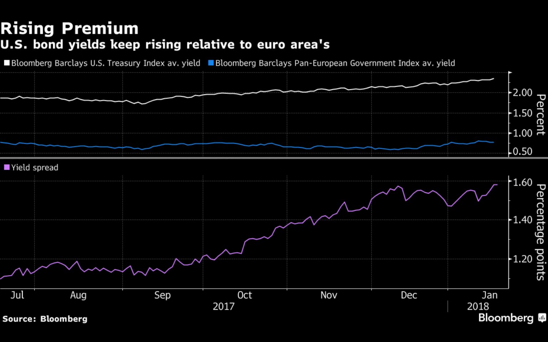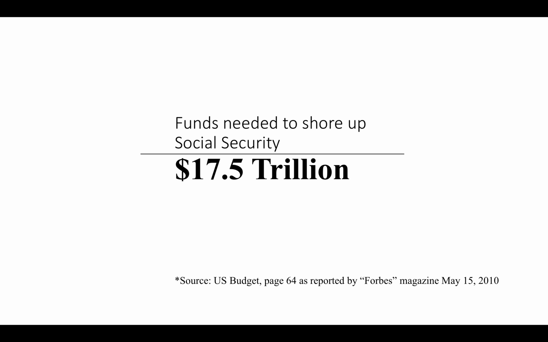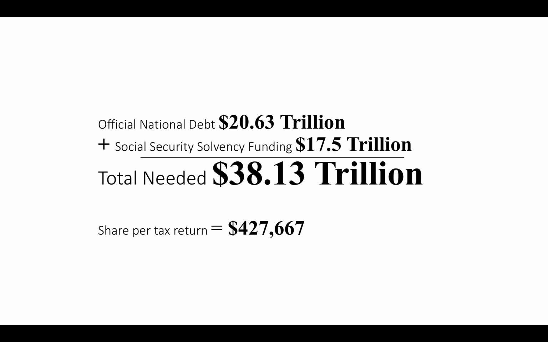The rest of the world is looking at this and saying, wait a minute, we think Europe is a better credit risk than the United States. They're probably right, because when you take a look at the US official national debt, it's now approaching $21 trillion. Social Security is underfunded by $17.5 trillion. That's a total of $38 trillion, and if you divide that by the number of tax returns filed every year in the United States, that's almost $428,000 per tax return.